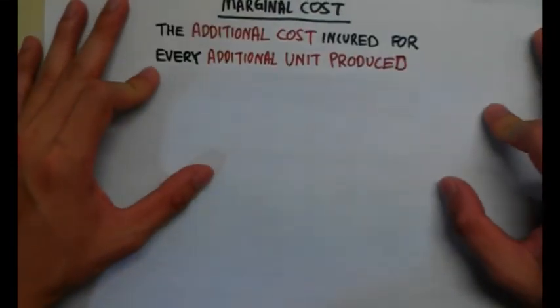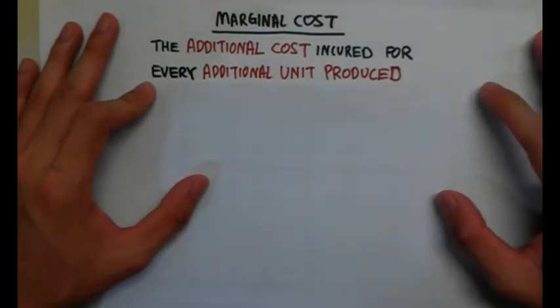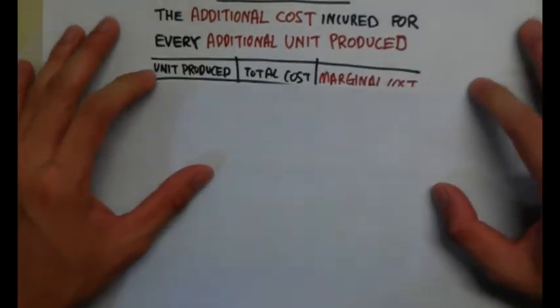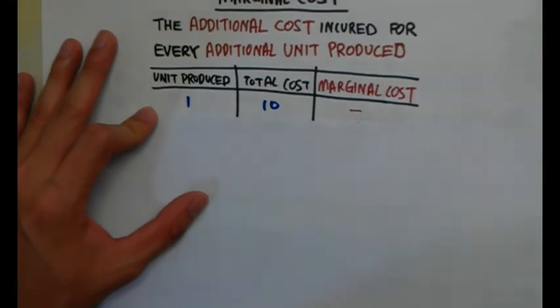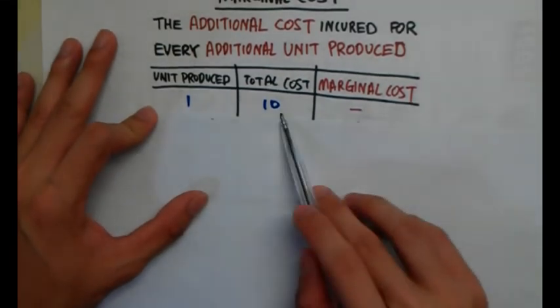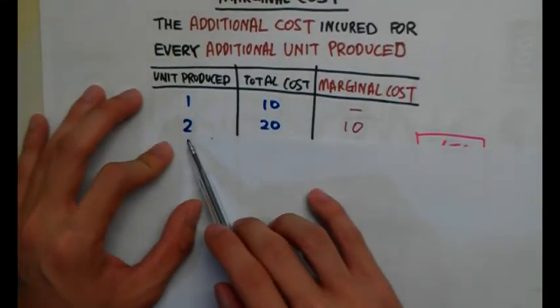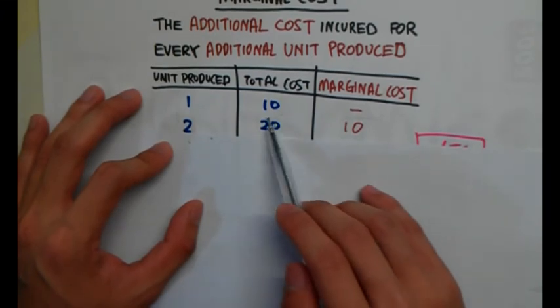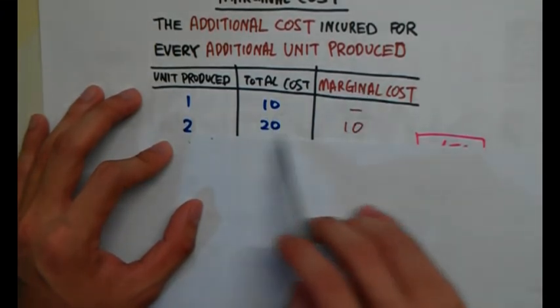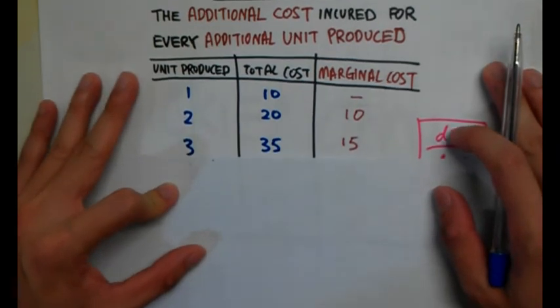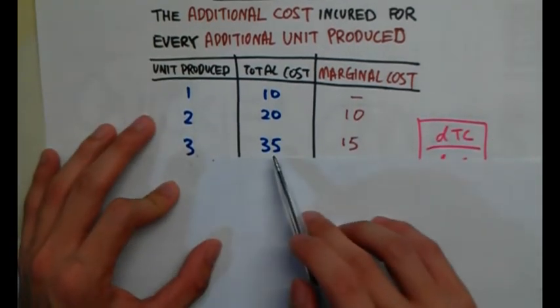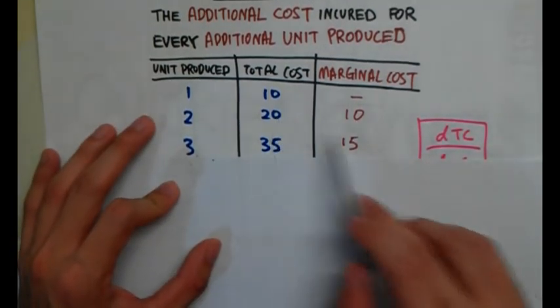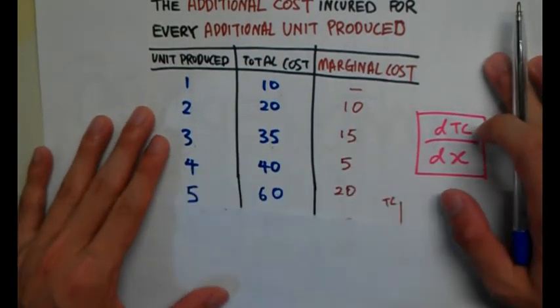So what is marginal cost? Marginal cost is the additional cost incurred for every additional unit produced. Okay, so in an example like this, 1 unit produced costs $10, 2 units produced cost $20. The increment in price is 10, so therefore the marginal cost is 10. For 3 units produced, the total cost is 35. 35 minus 20 gives you 15. So on and so forth.